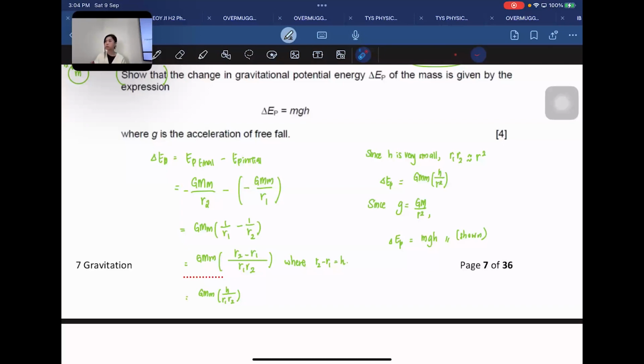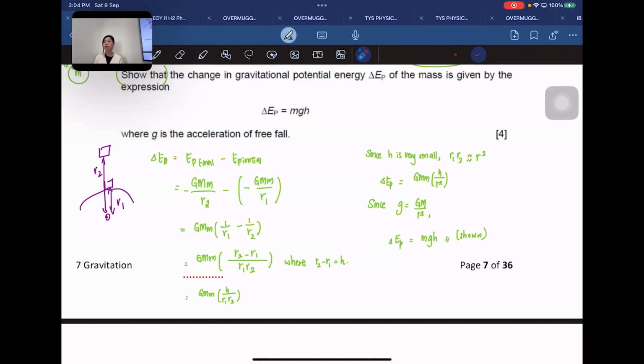So then just basic math, if I put them together, what does that mean? r2 minus r1 over r1 r2. Now, what's r2 minus r1? r2 minus r1 is basically the height of the object. Because initially, let's say this is my Earth, this is my center, my object was here, so this is r1. Then it increases by a certain height. My object is here, this is r2. So r2 minus r1 will therefore give you the small h. I can change my formula to GMmh over r1 r2.